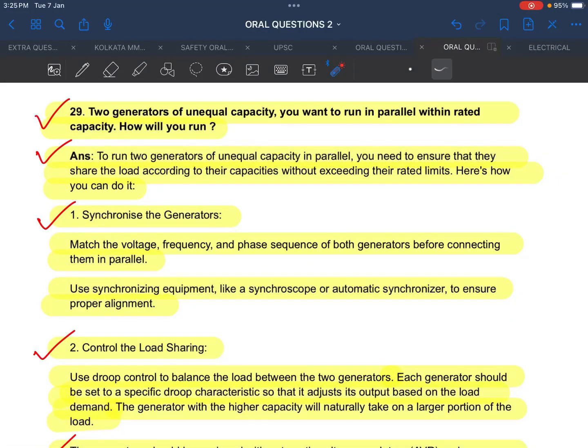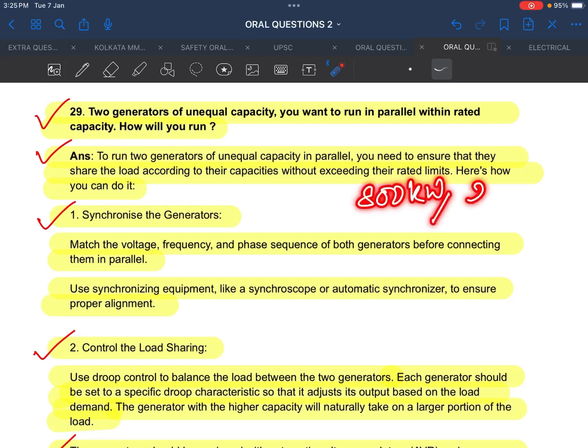Okay, now I will explain another question. Two generators of unequal capacity you want to run in parallel. The surveyor will ask like this, it was already asked by somebody. Two generators of unequal capacity. Okay, if you have two generators, let's suppose your generator has 800 kilowatt.